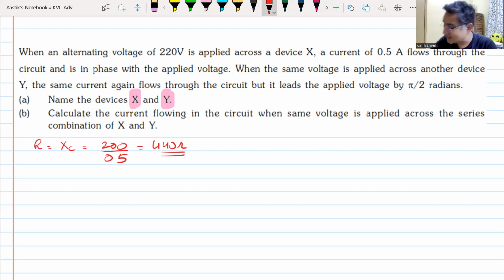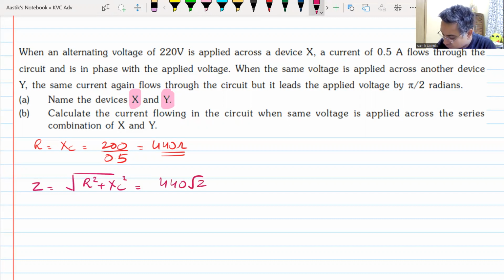Now, when they are connected in series, what happens is the impedance Z becomes under root of R square plus XC square. Both R and XC are 440. So this becomes 440 root 2. I hope everyone understands this.